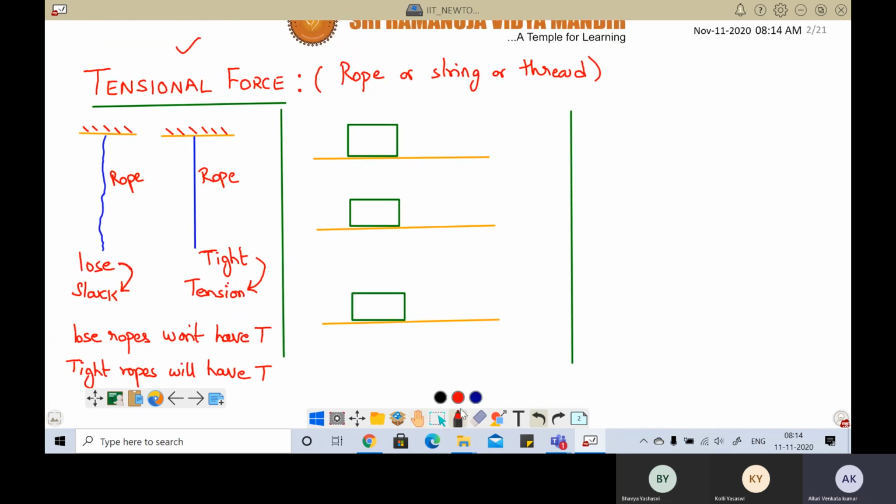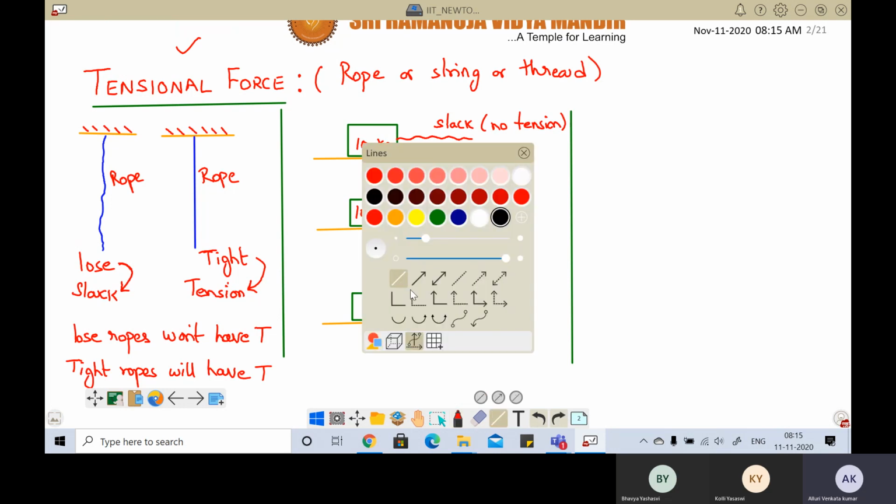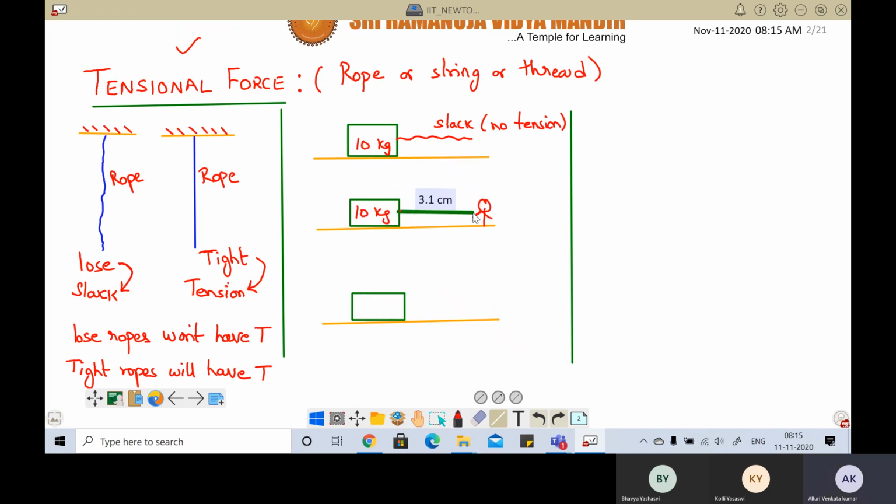Next point. Suppose there is a block of mass 10 kg, and we have connected one string like this. This is slack. Slack means no tension. Now suppose the same 10 kg block, and there is a man applying force like this. Then what will happen? The rope will become tightened.